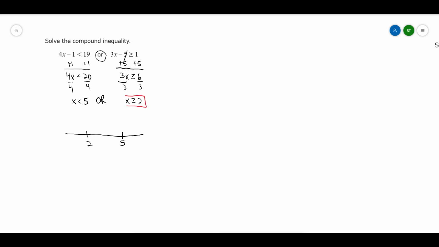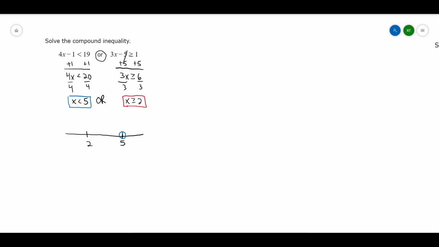I'll use red to graph this one, and then I'm going to graph the other one in blue. So I'll graph this one in blue so you can see. And what you're looking for is pretty much what is this going to cover on a number line. So I'm going to do the first one here. All numbers less than 5. So less than is an open dot. So I put an open dot on the 5.